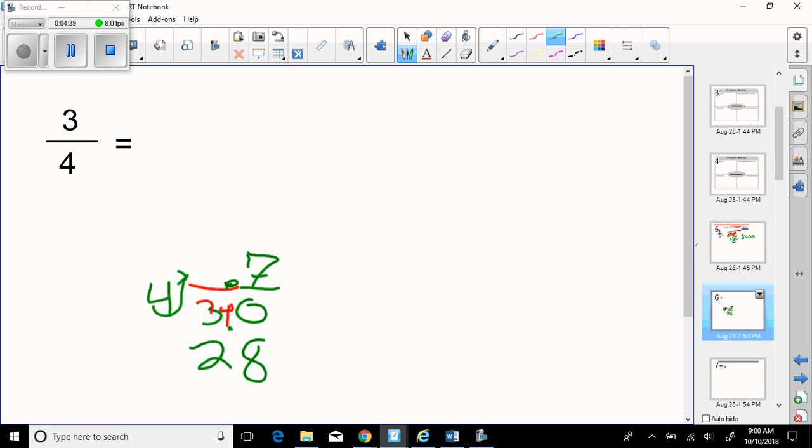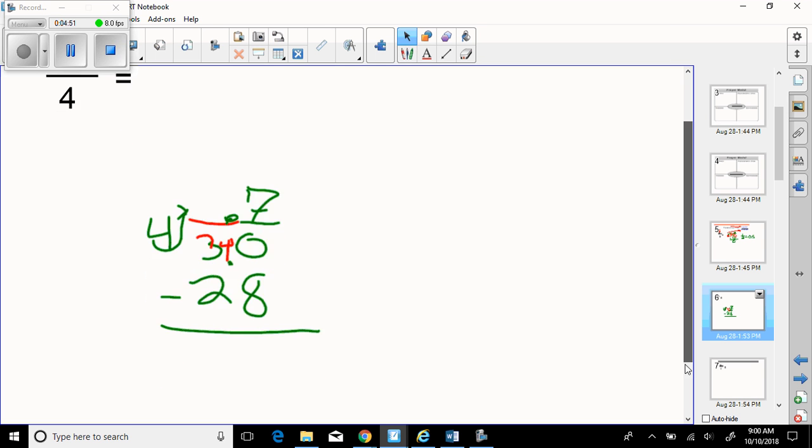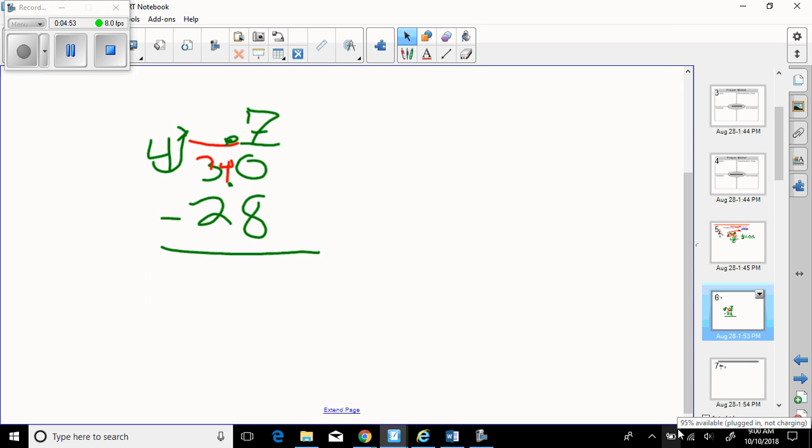And now what are we going to do? We are going to subtract. All right, so hold on, before you do that, let's move this up a little bit. All right, can you reach that? Okay. You like green? I don't care, whatever color you want. So what's 30 minus 28? 30 minus 28 is going to be 2.